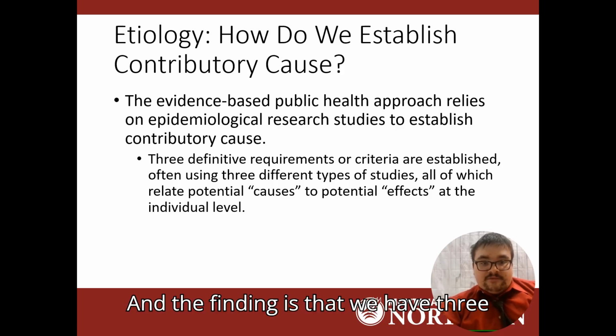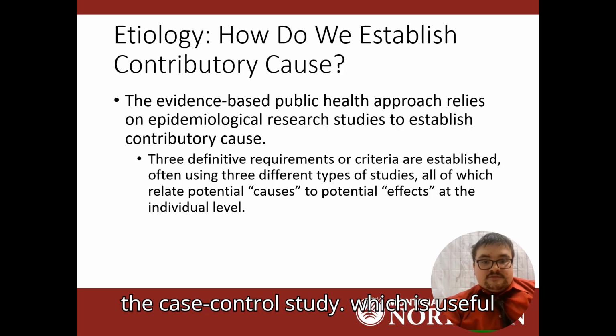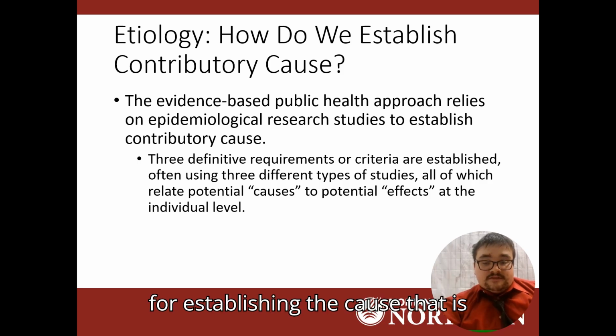And to find these out, we have three different types of investigations that can help us. The first type we have is the case control study, which is useful for establishing the cause that is associated with the effect at the individual level. So most useful for establishing the number one requirement.